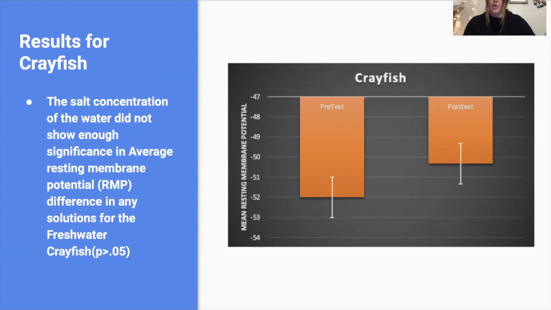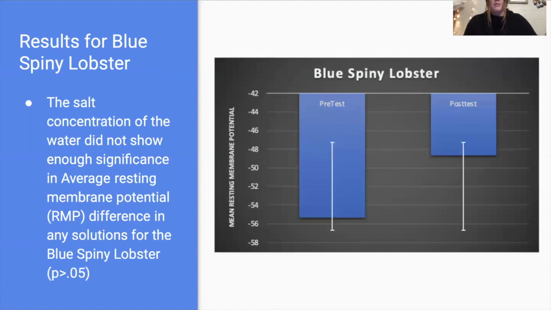As you can see here, for the normal saline solution, the p-value for this test was greater than 0.05, so there is no statistical significance there. And the error bars are overlapping for mean resting membrane potential in the crayfish. Now, the same results were also considered for the blue spiny lobster. The salt concentration of the water did not show enough significance in average resting membrane potential difference for the pre-test and post-test solutions of normal saline for the blue spiny lobster. This had a p-value greater than 0.05, so again, no statistical significance there.